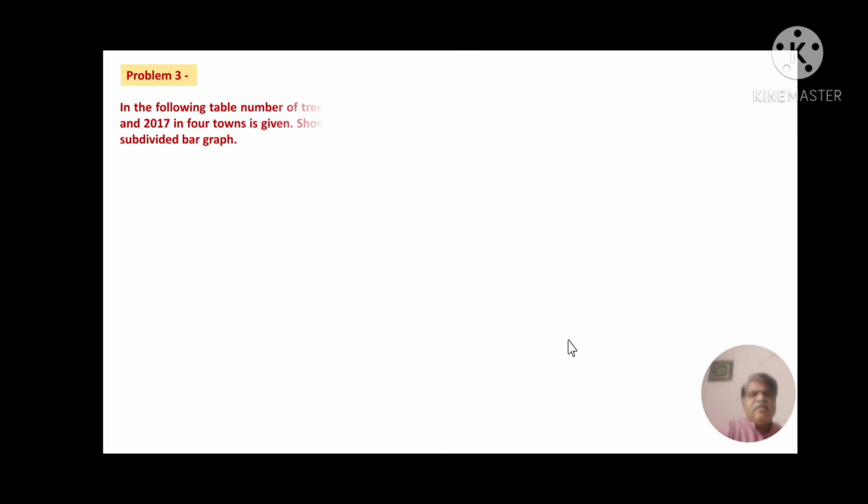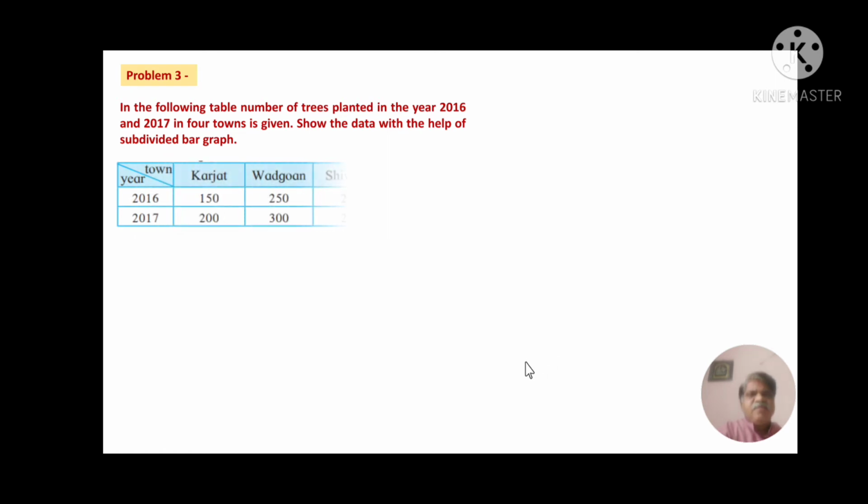Here in the following table, the number of trees planted in the years 2016 and 2017 in 4 towns is given. Show this data with the help of a subdivided bar graph. You can see here 4 towns, that is Karjat, Vadgaon, Shivapur and Khandala. In 2016 the trees planted were 150, 250, 200 and 100 respectively, and in 2017 those are 200, 300, 250 and 150. So we have to find out the total trees planted. For that we have to prepare a table which is given below.